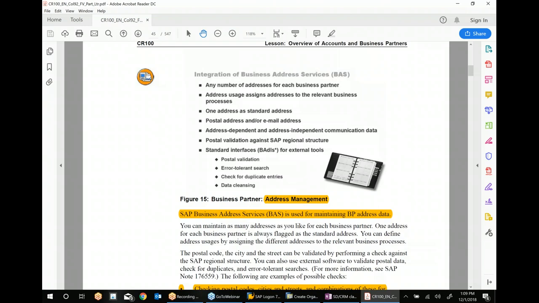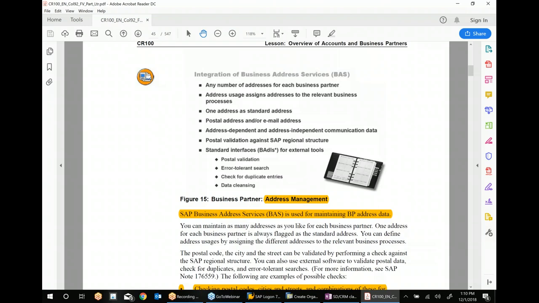That is called business partner address. So what this functionality allows you to do is to have multiple addresses for one partner. Any number of addresses for each business partner. So one business partner can have multiple addresses. That is not possible, okay. That you cannot do in SAP SD. In SAP SD, you can only have one address per business partner.